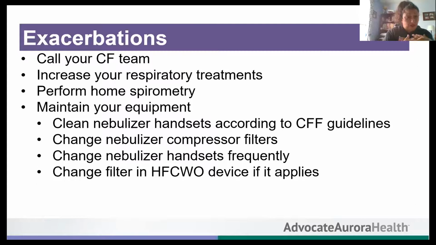Nebulizer handsets also need to be changed every 6 months or less. If you notice that they're getting a little yucky looking, call your CF team. They may be able to supply you with a few. I know Sidestream and Pari LC Pluses are sometimes a tad bit expensive, but call your team because they may be able to help you with this.